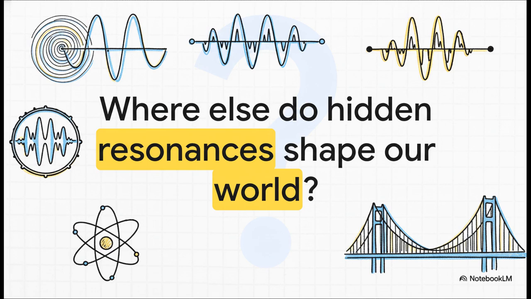Which kind of brings us to our final thought. We've seen how waves are all about moving energy and how their interference can create these stable, resonant patterns that are the very basis of music. So it makes you wonder, where else are these hidden resonances shaping our world? From the energy levels inside an atom all the way up to the structural integrity of a bridge, the secret language of waves is absolutely everywhere.